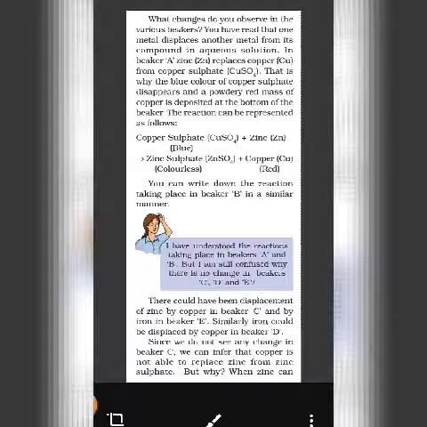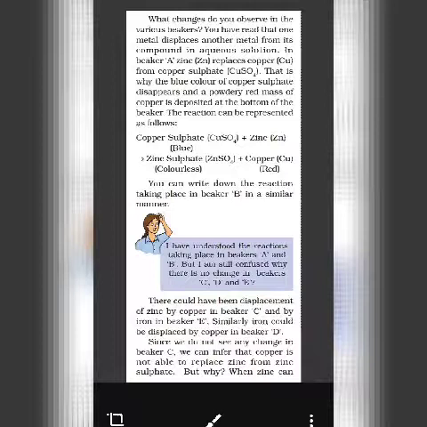I'll give you the chemical reaction of the displacement series. What changes do you observe during the reaction? You will see that there are some changes in the color and some of the metals will be displaced. The first equation is copper sulfate plus zinc. The blue color of copper sulfate will be changed. It will form CuSO4 plus Zn forms ZnSO4 plus copper. The blue color of copper sulfate turns colorless.